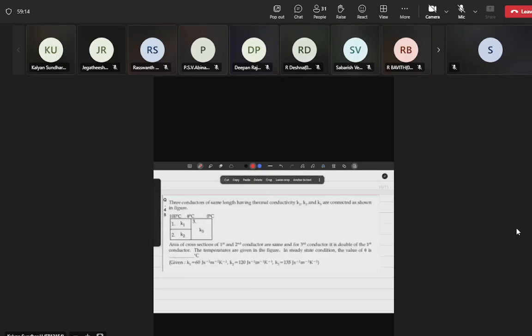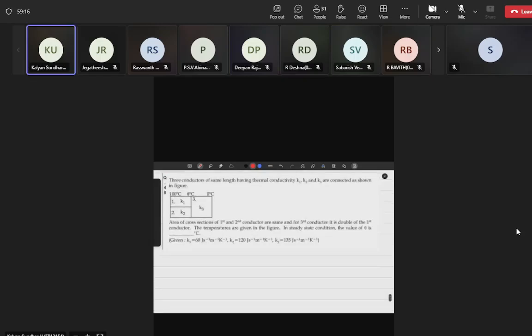This question: three conductors of the same length, having thermal conductivities K1, K2, K3, as shown in the figure. The area of cross section of the first and second conductors is the same. The third conductor has double the area of the first. Heat flow happens from 100 degrees Celsius to 0 degrees Celsius. K1 and K2 are in parallel, and that combination is in series with K3. The length is the same, only the area changes: 2A, A, and A.